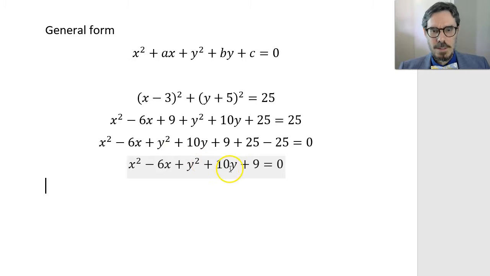And then the y's. What do I have to add to make y² + 10y be a perfect square? Well, I have to add half of this coefficient squared. Half of 10 is 5, squared, 25. And then don't forget to subtract what you just added. Subtract the 9 and the 25. Then you're left with the 9. You can move it over the other side and you'll end up with the correct answer.